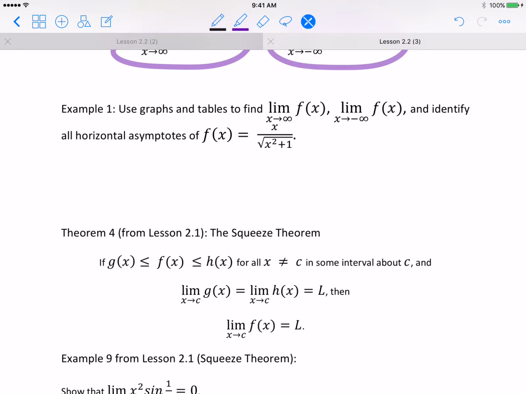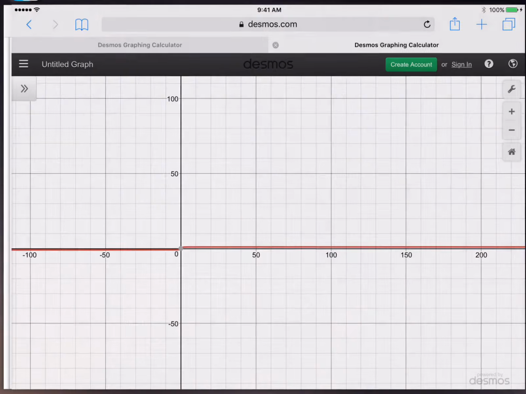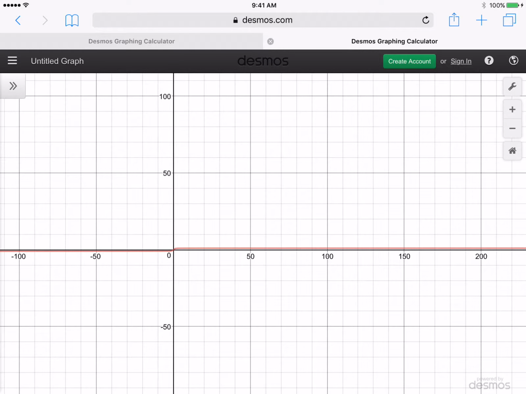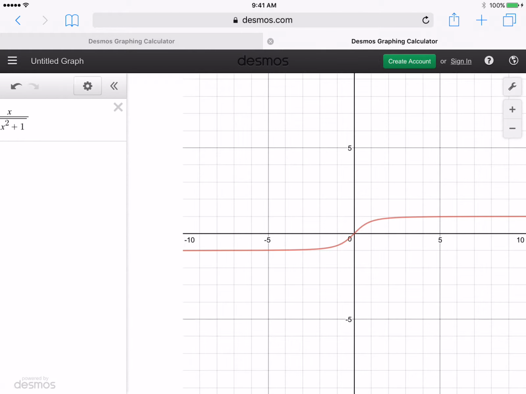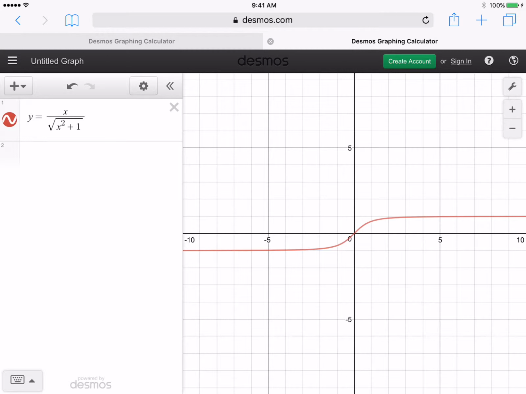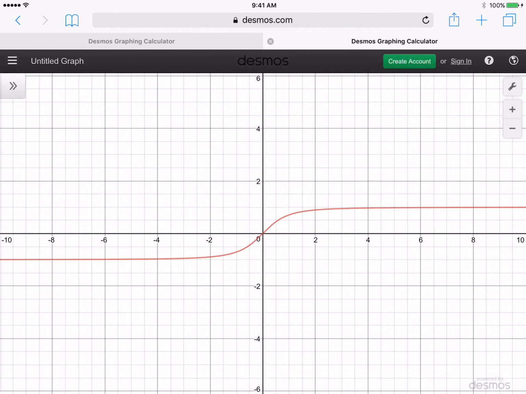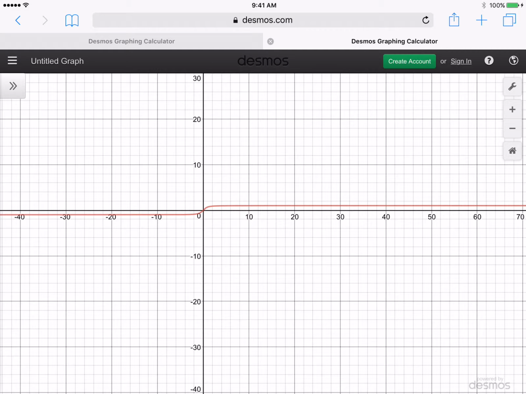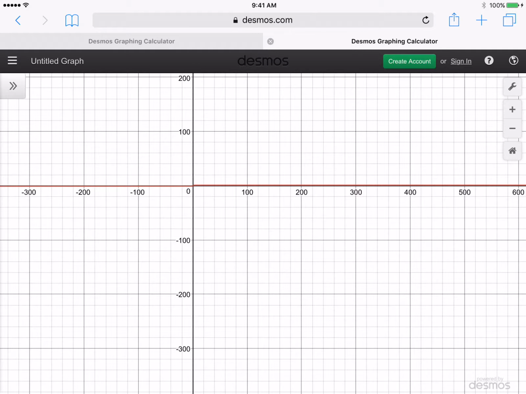So let's take a look at this function on Desmos. This is what I have: the function x over radical x squared plus 1. And if you look at this graph, even if I zoom out, as the x value is approaching positive infinity, your y value will not exceed 1. It is so close to 1 that Desmos is rounding that y value to be 1.